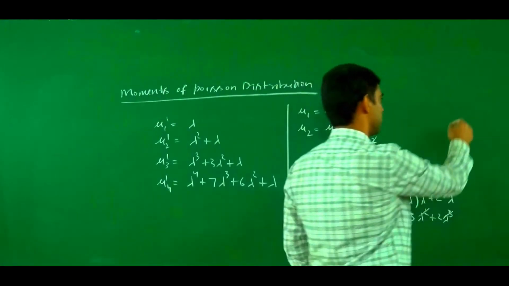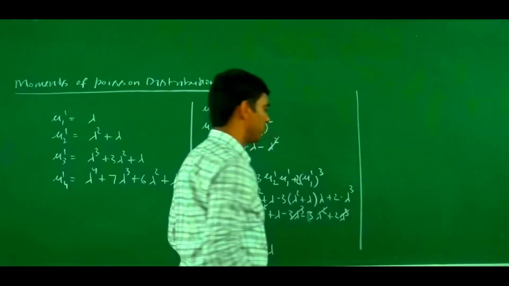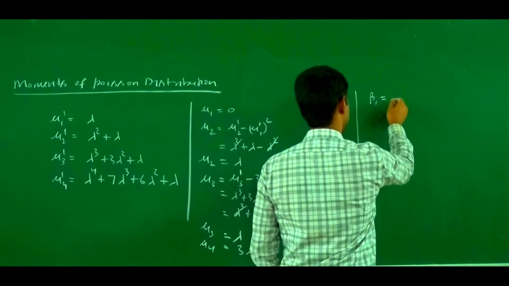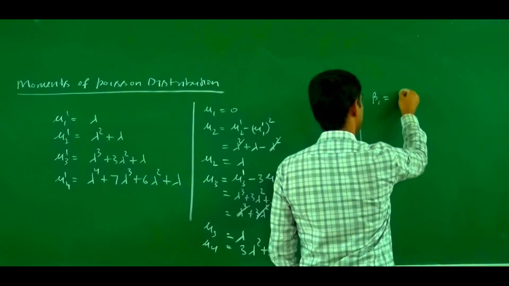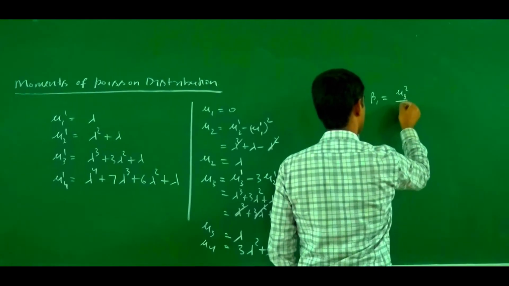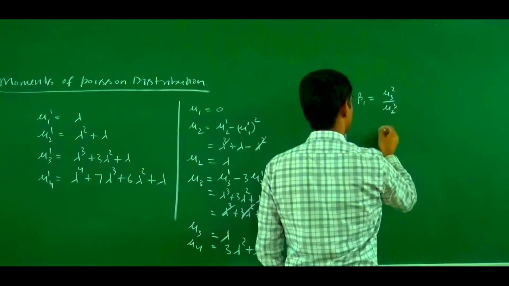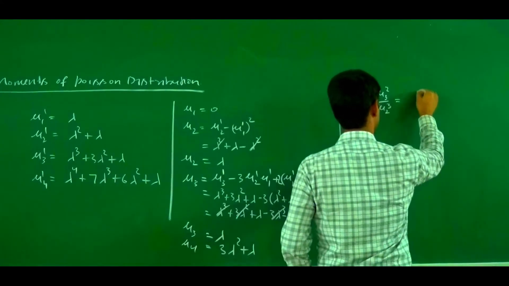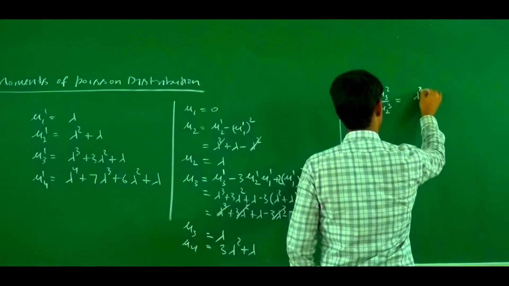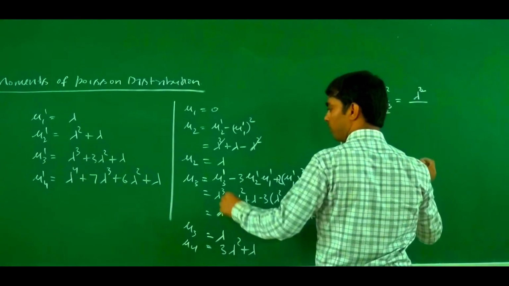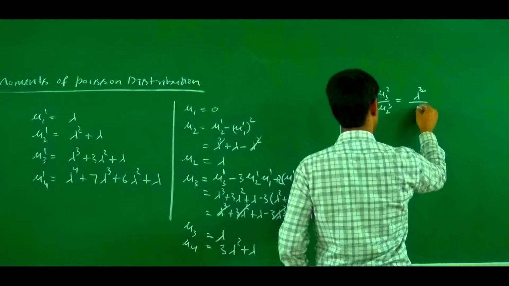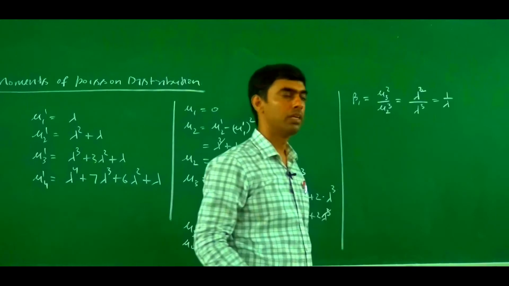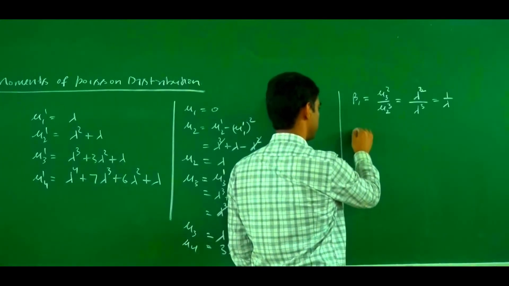Now if we talk about other statistics based on moments, what is the value for beta 1? Beta 1 equals mu3 square upon mu2 cube. Mu3 square means lambda cube, lambda square, divided by mu2 cube. What is the value for mu2? Mu2 is lambda, so this becomes lambda cube. What is the value for this one? 1 upon lambda.